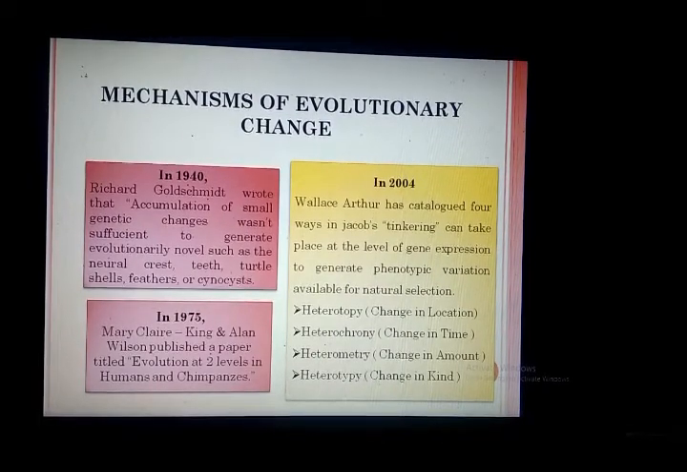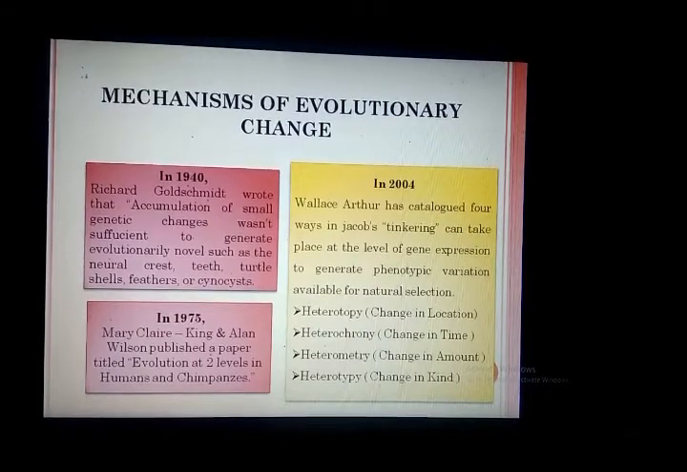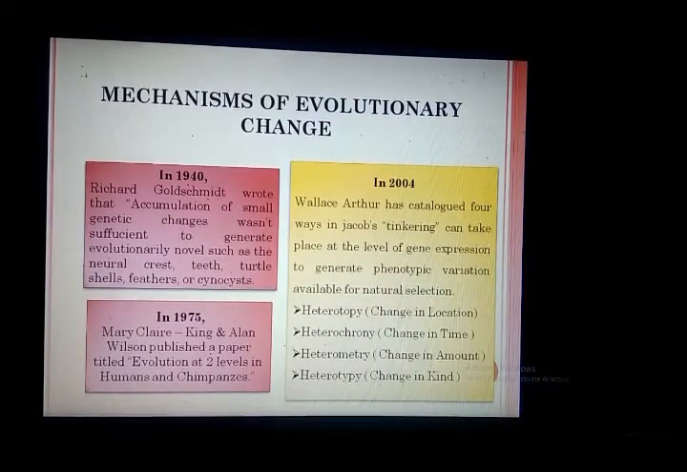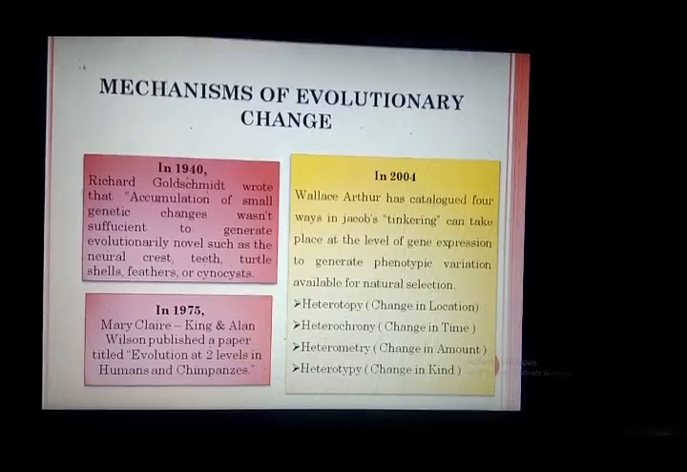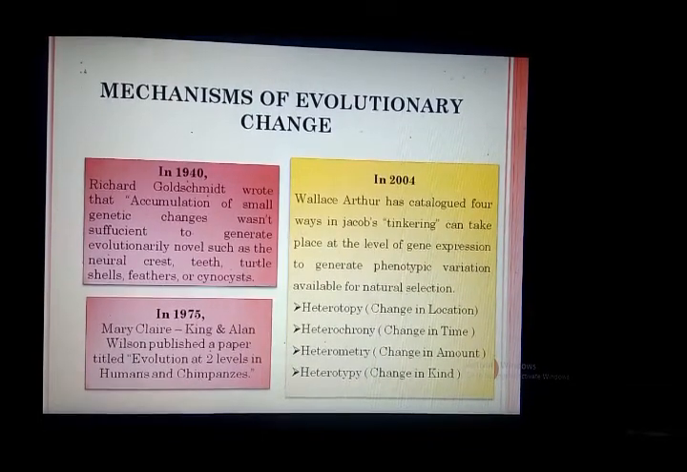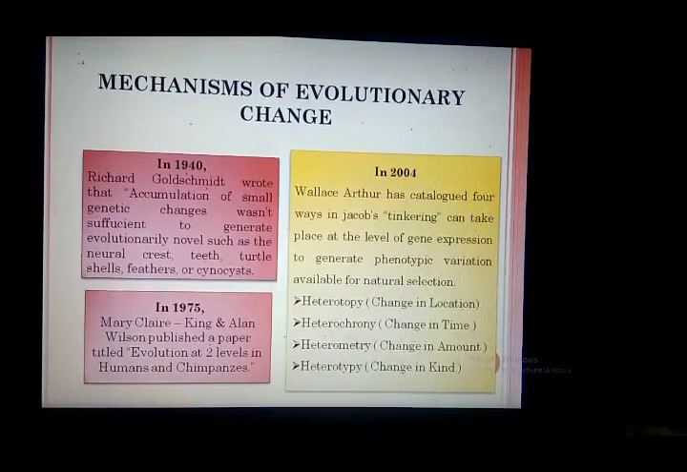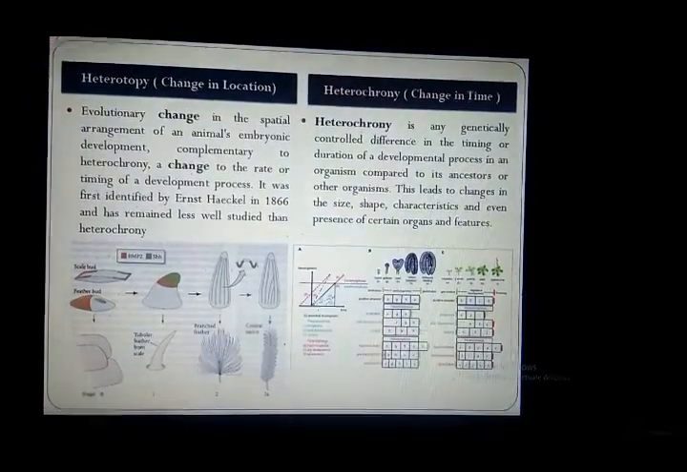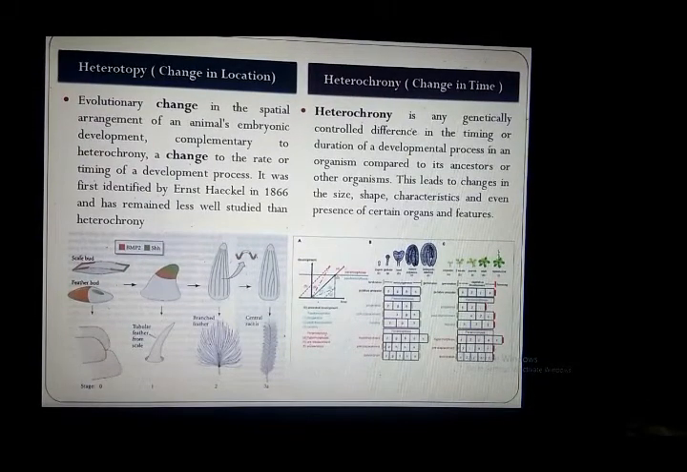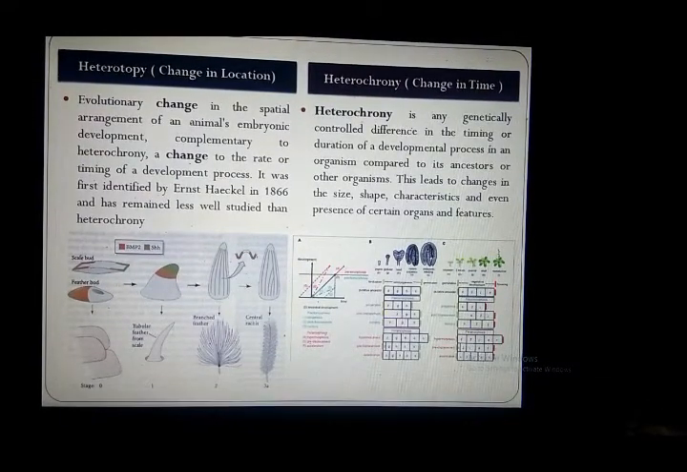It's change in the location, and the second, heterochrony, is change in time, the third, heterometry, change in amount, and the last, heterotypy, change in kind. You must remember it. And this book explains the mechanism of evolutionary change for this type. Okay, so the first, heterotopy. Sorry, it's change in location.